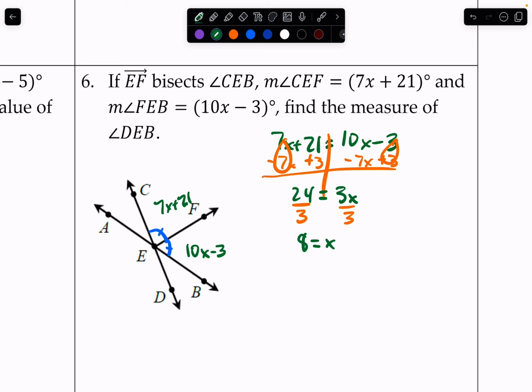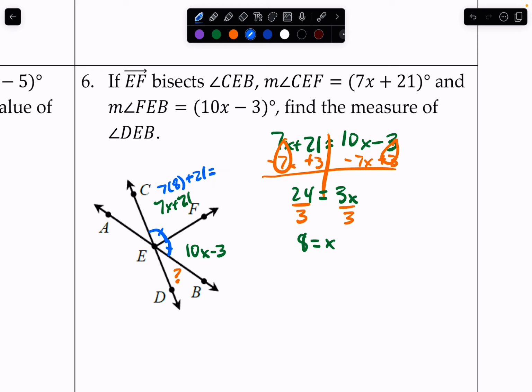With x equaling 8, I can plug that back in and figure out what those angle measures are, because the question actually asks, what is the measure of DEB? DEB is down here. In order to figure that one out, I bet it's going to be important to know what these measures are. So that's what I'm doing next. I'm going to plug in that 8 to figure out the actual measure of these two angles. And remember, they're congruent, so I actually don't have to do this twice, but I can check my work.